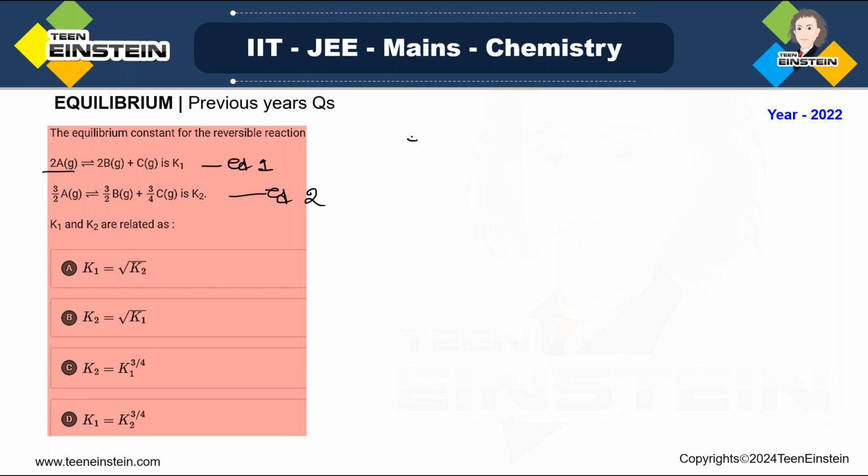Now equation 2 you can get when you multiply equation 1 by 3 by 4. So when you multiply equation 1 by 3 by 4, suppose I am putting here 3 by 4, what you will get? 3 by 2. Same is also with 2B. Then 3 by 4 of C. This is also 3 by 4 C. So this is the relationship between these two.